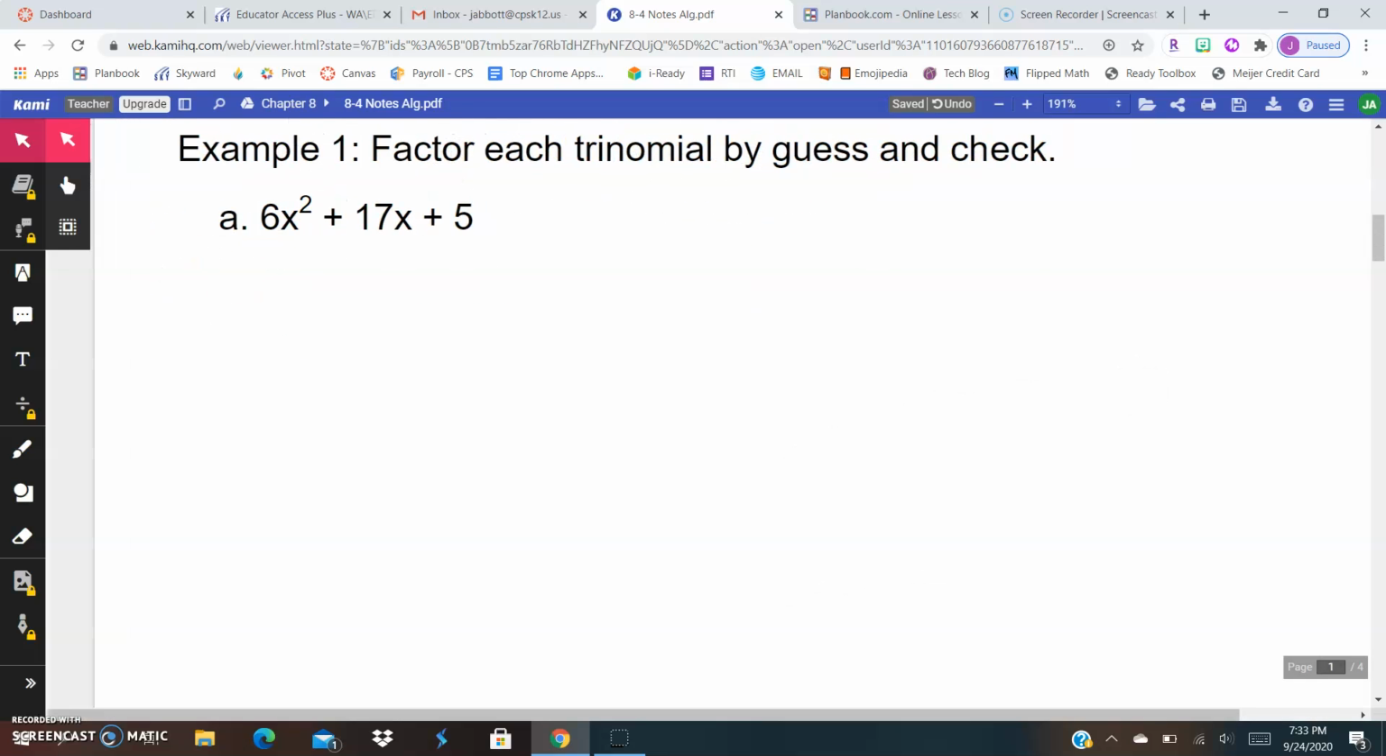All right, so factor this trinomial by guess and check. So I'm going to make my chart.